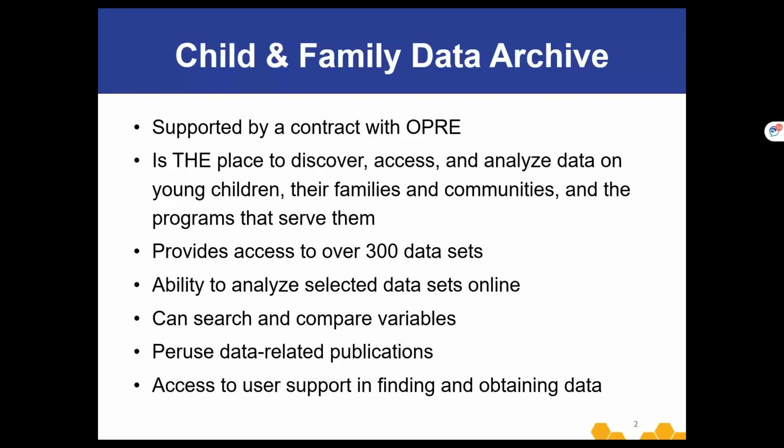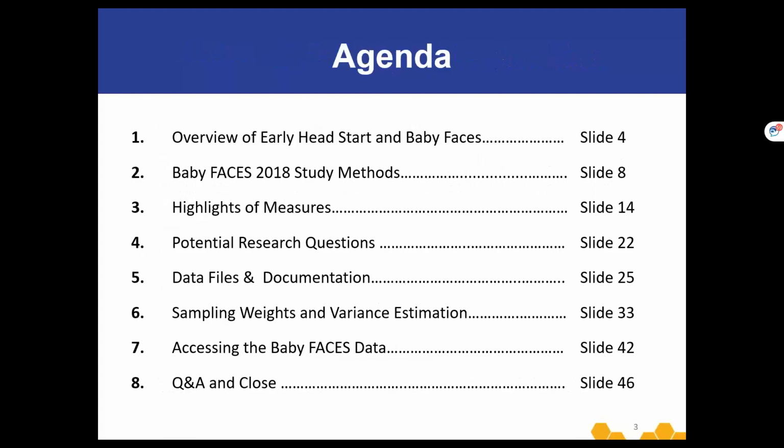The Child and Family Data Archive is supported by a contract from OPRE and housed at ICPSR within the University of Michigan. It is the place to discover, access, and analyze data on young children, their families and communities, and the programs that serve them. Users are able to access over 300 data sets with the ability to analyze selected data sets online. Users can also search and compare variables and peruse data-related publications. And of course, user support is always available to assist users in finding and obtaining data. Next slide, please.